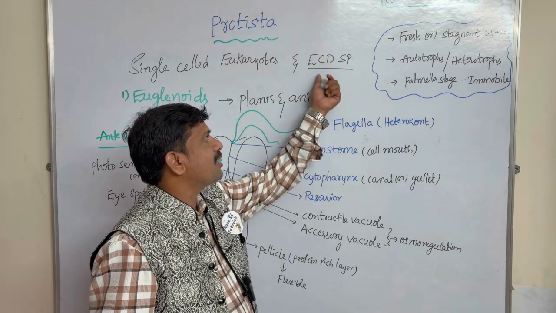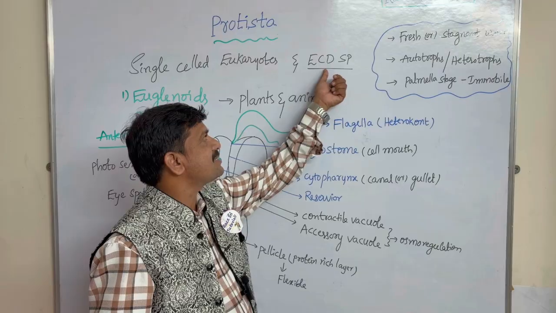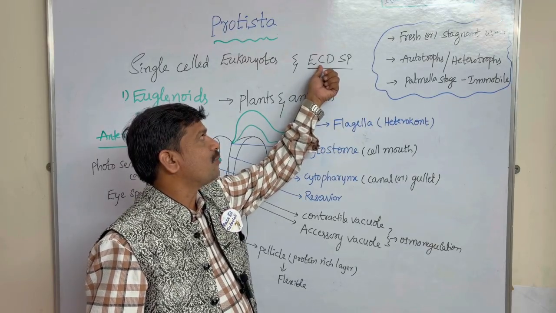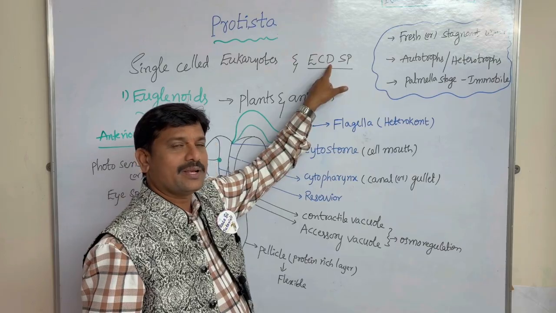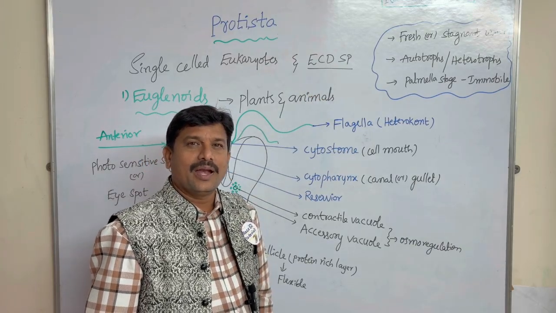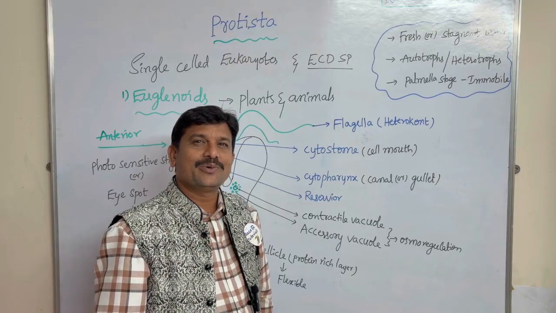As a shortcut, I created one code, that is ECDSP. E means euglenides, chrysophytes, dinoflagellates, slime molds, and protozoa. Let's start. The first one is euglenides.